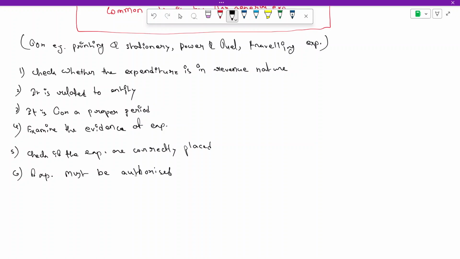Okay. So check whether the expenditure is in revenue nature. It is related to the entity. It is for a proper period. Examine the invoice of expenses. Check if the expenses are correctly placed and expenses must be authorized. Okay. It is a common attribute. Now we'll discuss the individual part of general expenses. Types of general expenses individually.